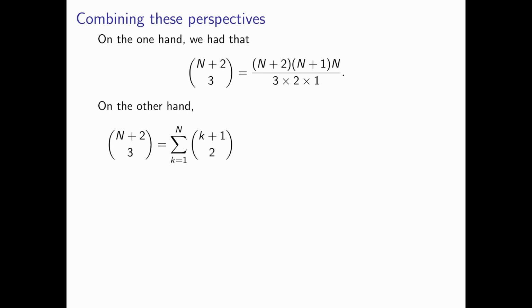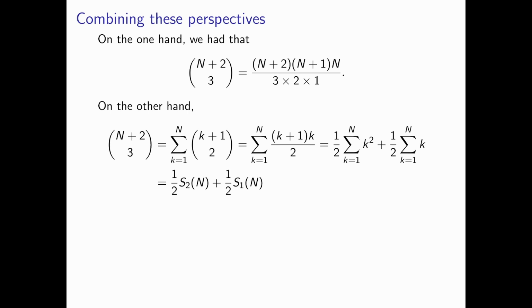But this expression can of course be expanded and simplified, and what we end up with is that this is just equal to the following sum, since k plus 1 choose 2 is by definition k plus 1 times k divided by 2. Expanding this sum and splitting it up into 2 separate sums, we get that this will be equal to 1/2 times the sum as k ranges from 1 to n of k squared, plus 1/2 times the sum as k ranges from 1 to n of k. But these can be rewritten as S_2(n) and S_1(n) respectively, and we end up with the following situation.